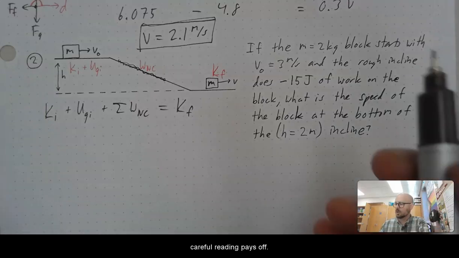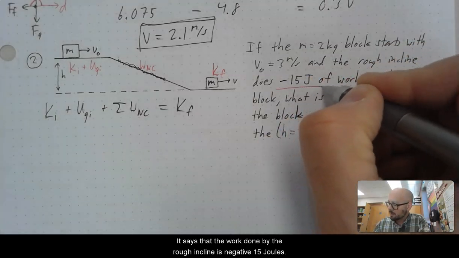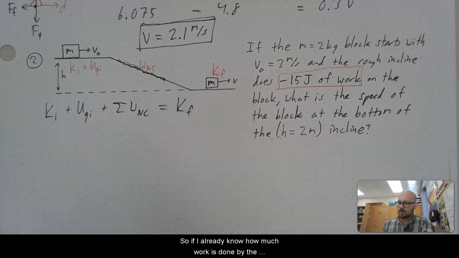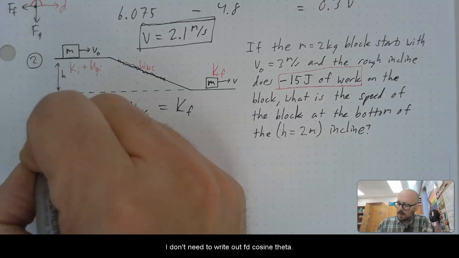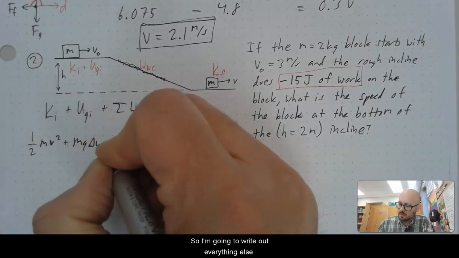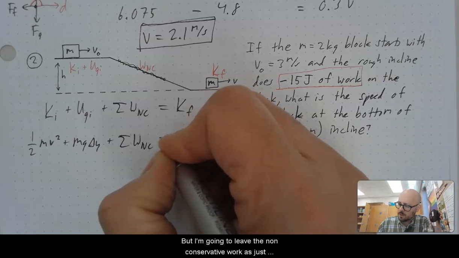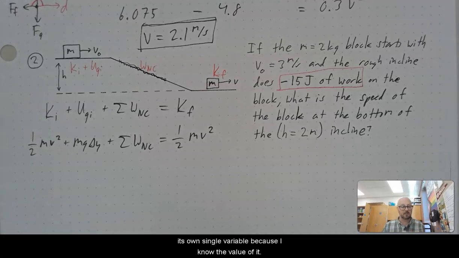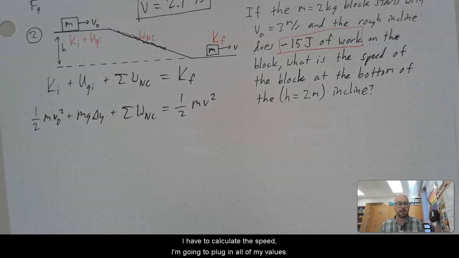And careful reading pays off. It says that the work done by the rough incline is negative 15 joules. So if I already know how much work is done by the incline and I want to find speed, I don't need to write out F d cosine theta. So I'm going to write out everything else, but I'm going to leave the non-conservative work as just its own single variable because I know the value of it. All right, so now I have to calculate, and that's going to be v naught. I have to calculate the speed.